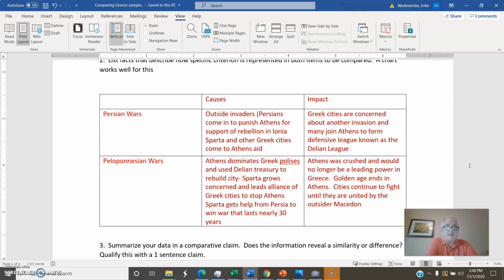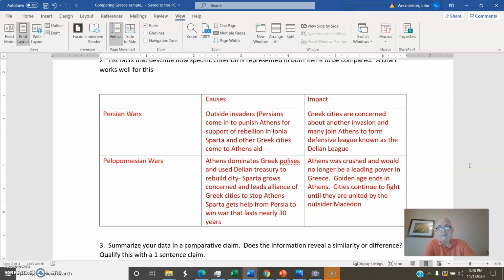So you look under the causes. In the cause of the Persian War, we have outside invaders, the Persians, who came to punish Athens for support of a rebellion in Ionia, which is the modern-day western coast of Turkey. Sparta and other Greek cities come to the aid of Athens. In the Peloponnesian Wars, Athens dominates the Greek polities and uses the Delian treasury to rebuild the city. Sparta grows concerned and leads an alliance of Greek cities to stop Athens. Sparta gets help from Persia, among others, to win a war that lasts nearly 30 years.